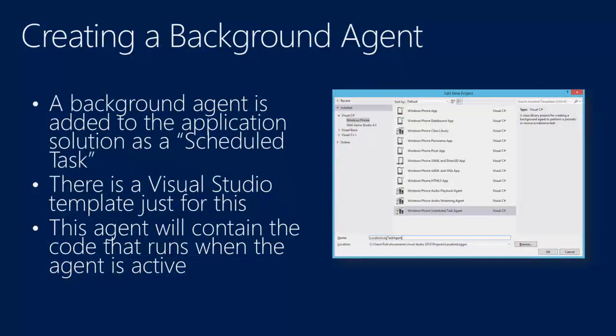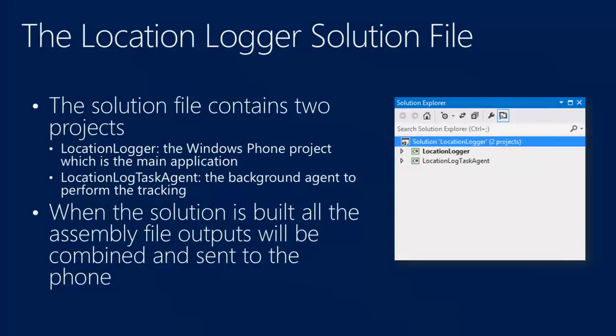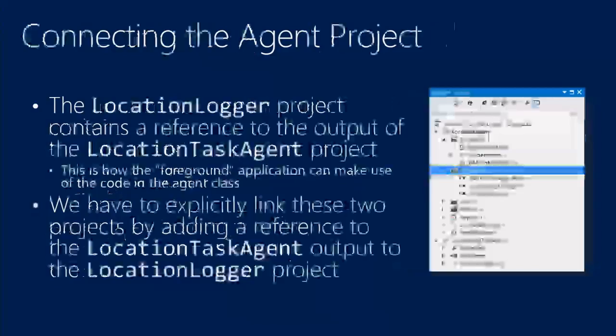And effectively what you do to make this is you go into the Add New Project dialog in Studio, and you scroll down towards the bottom, and you find Windows Phone Scheduled Task Agent lurking down here. So you bung one of these in your solution, and you get a template class that does nothing. And the next thing you have to do, which is mildly important, you then have to link the output of the logger, the actual task, to the main program. So when the solution's built, the assembly files are combined and pushed into the phone. You do that once. It's the same kind of thing you would do in any multi-project solution where you have to tie them together. Once you've done that, you're in business and your agent is good to go.